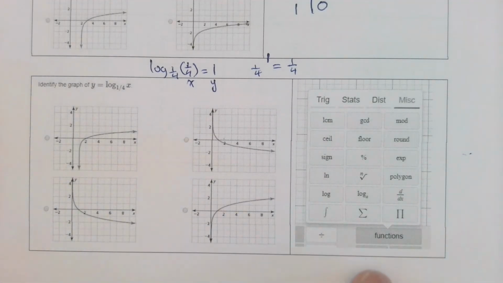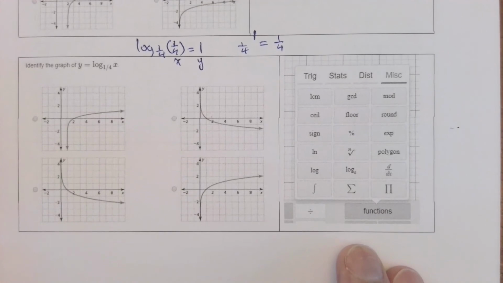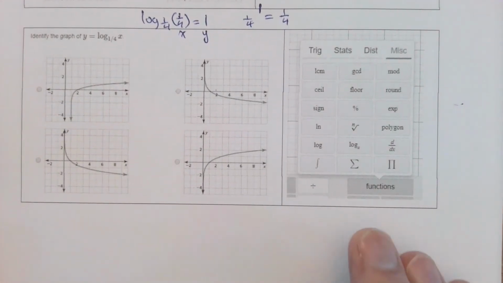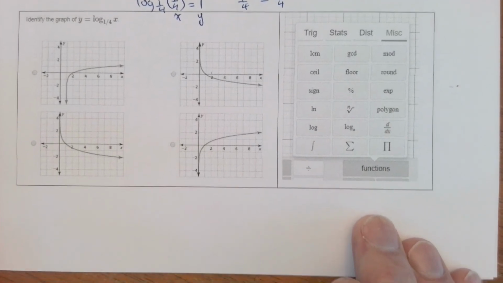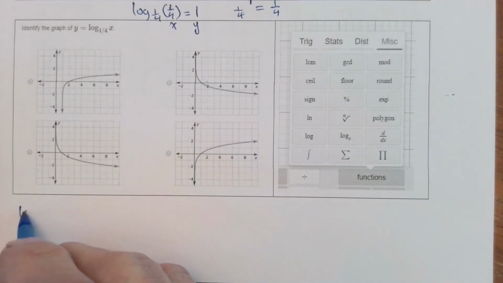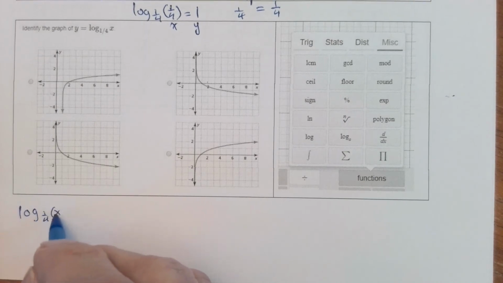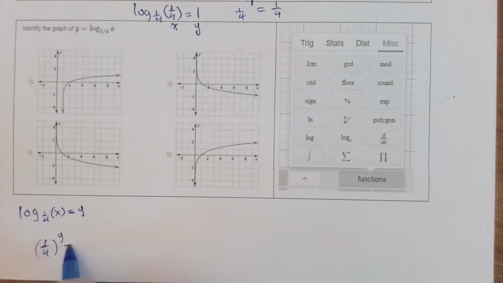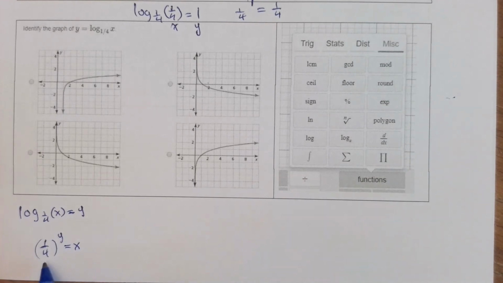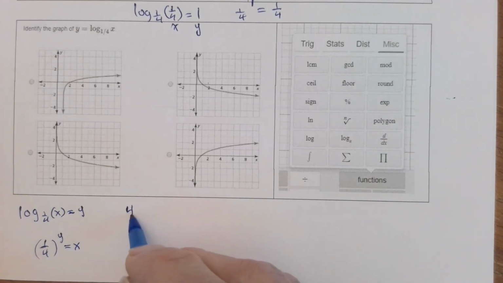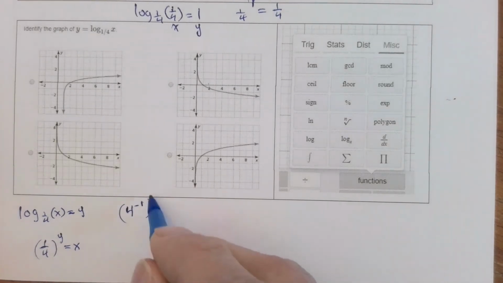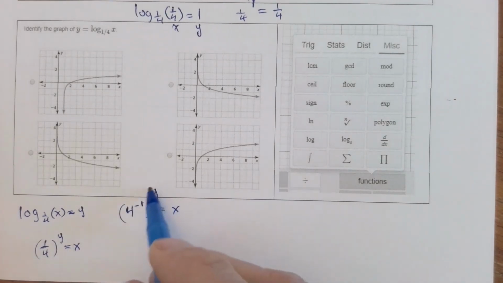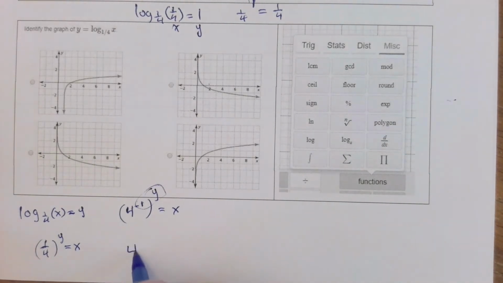But another way to do this is to stop for a minute and think about the definition of a base 1/4 log. If the base 1/4 log of x equals y, then that means this is the exponent that sits on 1/4 to make x. And I'm sure you know that 1/4 can also be written as 4 to the negative 1 power. Well, multiply these two exponents together. Negative 1 times y is negative y.